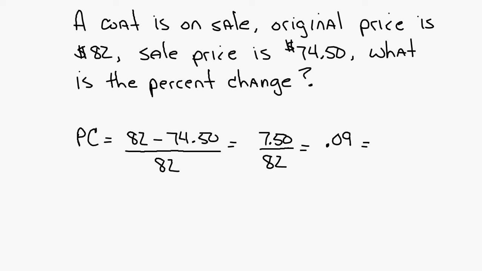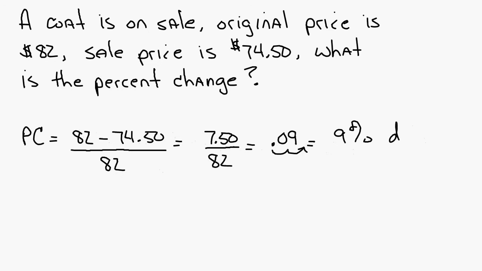Okay, so this 0.09, you can either multiply this by 100. If you take 0.09 in your calculator and push times 100. Or you can just move the decimal to the right twice. So this is 9%. Now, is this an increase or decrease? It went from 82 to 74. It's a decrease, right? Price went down. So this would be called a 9% decrease.